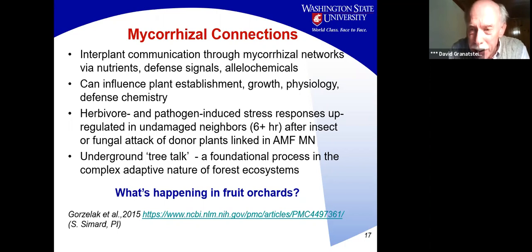So basically, in 6 hours, the damaged plants sent out the messages and the unaffected plants got it and started creating defenses. Pretty interesting stuff, just things we've completely been oblivious to for a long time.